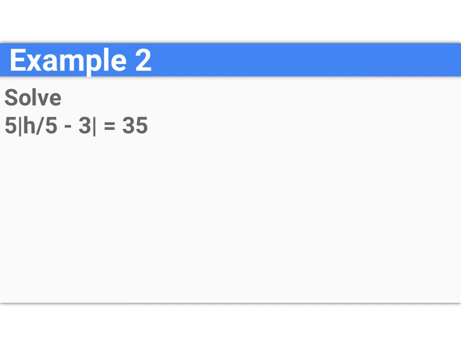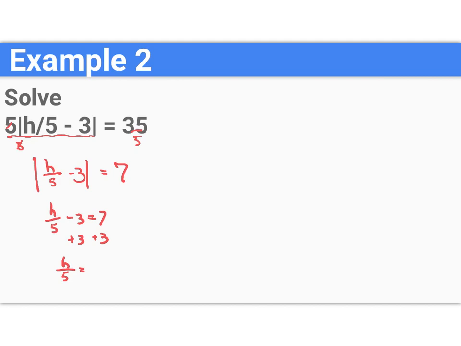Okay, so here we have a multi-step problem. This 5 is outside of the absolute value, so we're just going to divide everything by 5 to get rid of it. And now we're going to rewrite: the absolute value of h over 5 minus 3 is equal to 7. So we're going to solve this. H over 5 minus 3 is equal to 7. We're going to add 3 and add 3. And we have h over 5 equal to 10. Then we're going to multiply by 5 and multiply by 5. And h is going to be 50.